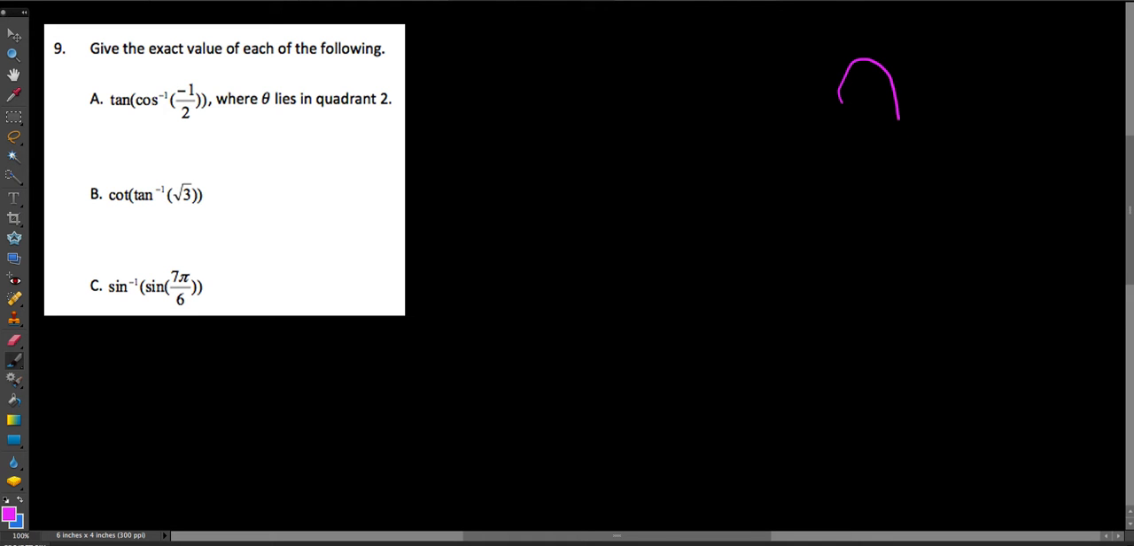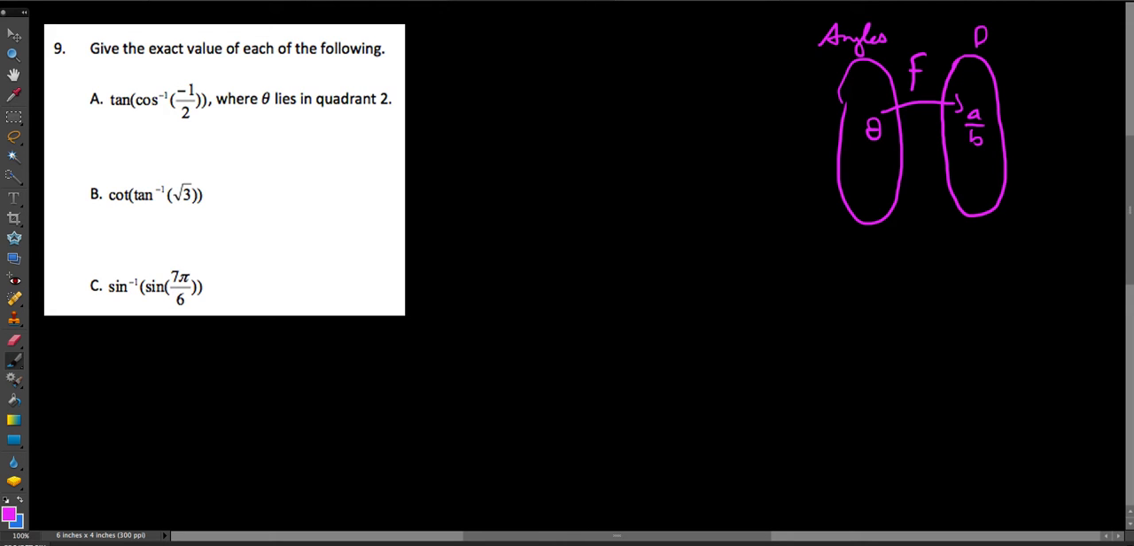Putting this into perspective, let's recall that our trig functions, sine, cosine, and tangent, and their reciprocals, have the purpose of taking an input that is an angle and mapping it onto a ratio. So our angles go to ratios. It's possible that there are cases where we already have the ratio, and what we want to do is work backwards towards the angle.